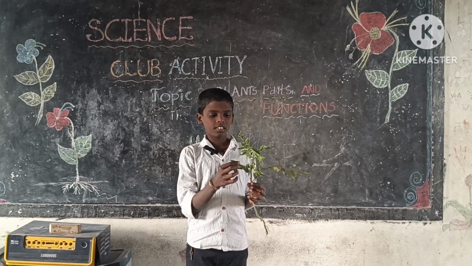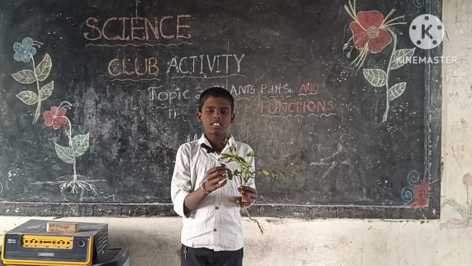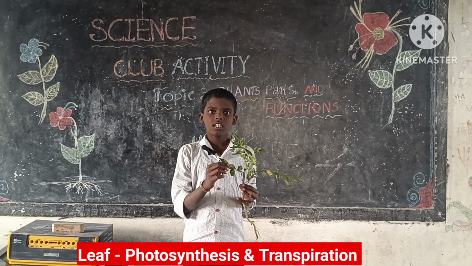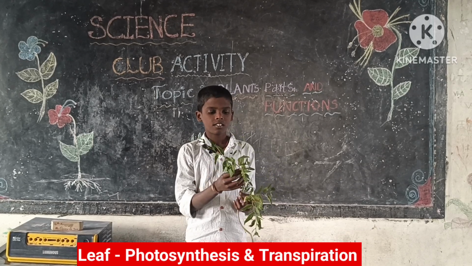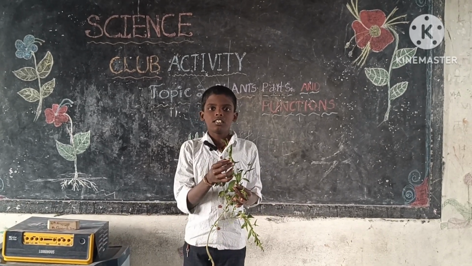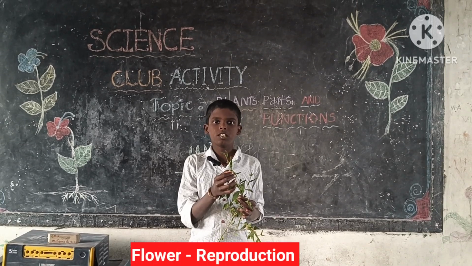This green color part is leaf. The function of leaf is photosynthesis and transpiration. This is flower. The function of flower is reproduction.